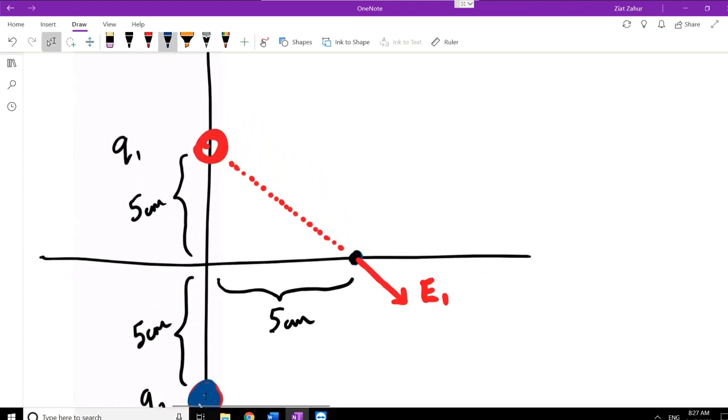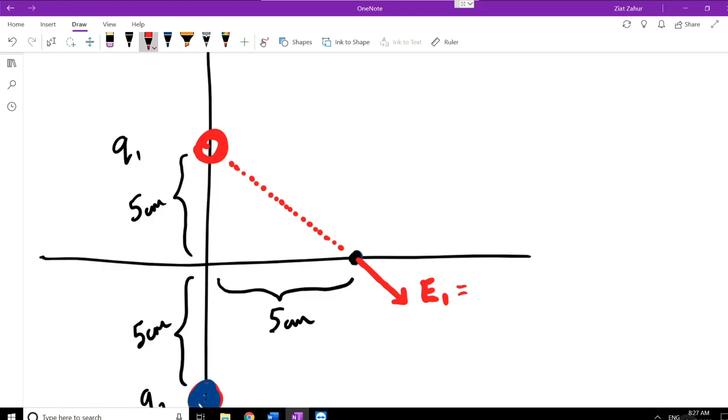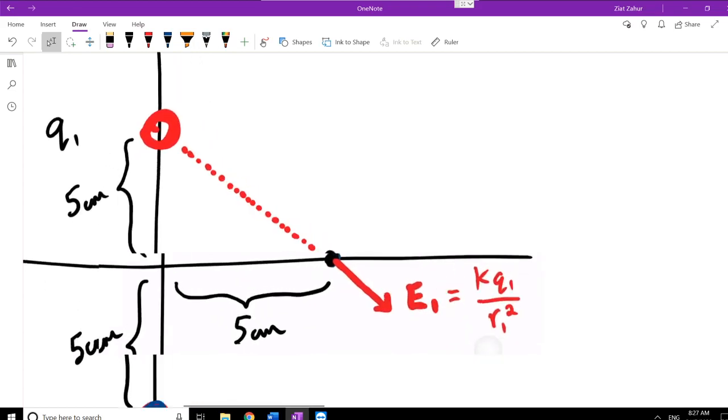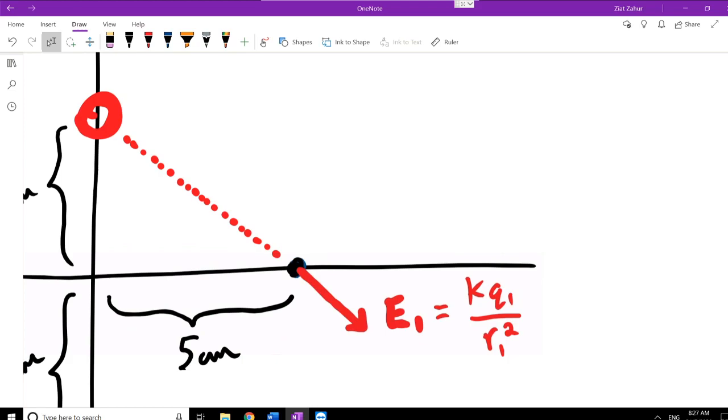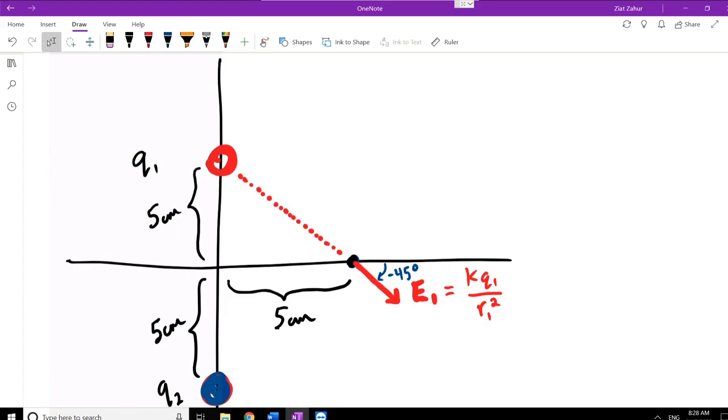Okay. And what is E1 equal to? Well, E1 must be equal to K Q1 over the distance from charge 1 squared. So it's very similar to what we did last week, except now it's just one charge at a time. Okay. And based on what we found in the last problem, we also know that this angle here must be negative 45 degrees.